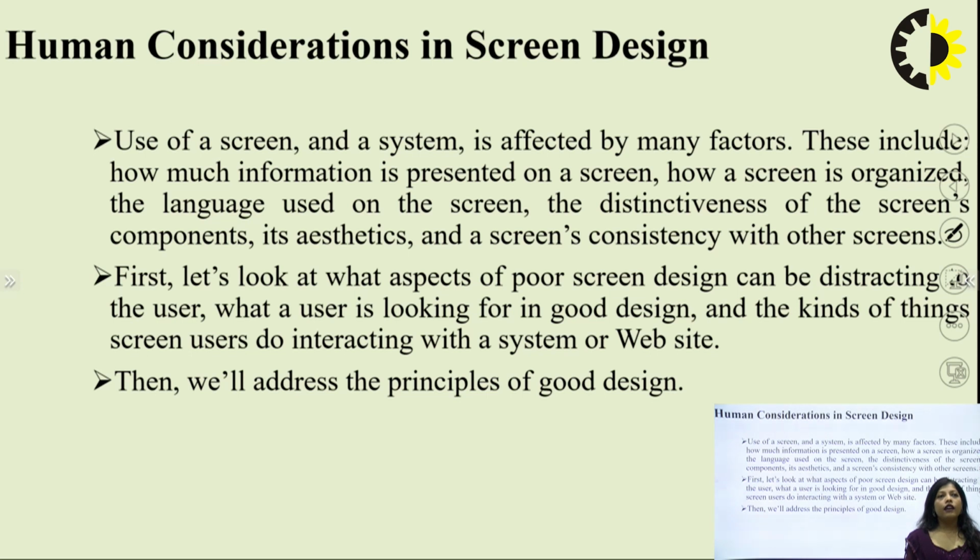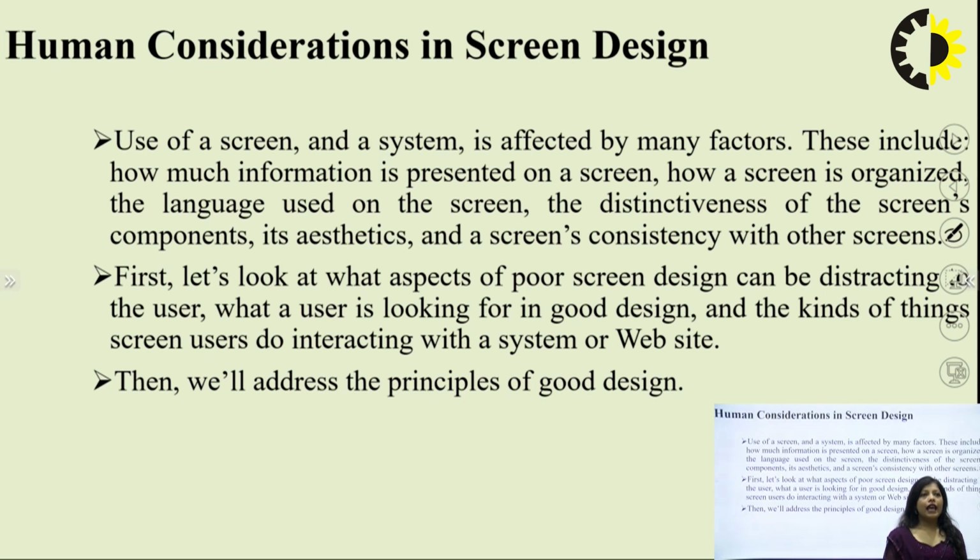and the screen designer must ensure that the information presented on the screen is relevant to the user and not irrelevant. Another factor is how a screen is organized. In a screen we have some buttons, for example an OK button and a cancel button, which are placed on the bottom right side, and if we have some important or critical information, then this information is placed on the top left of the screen.